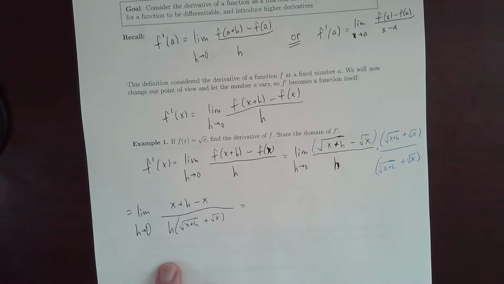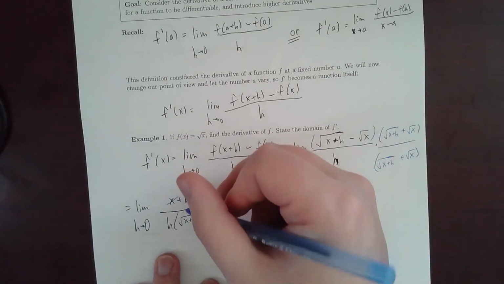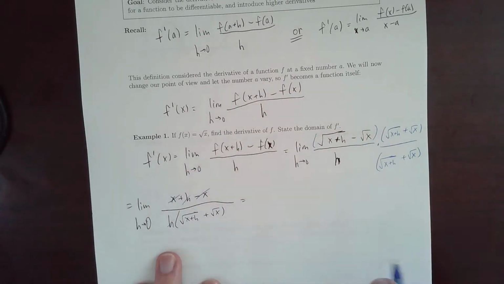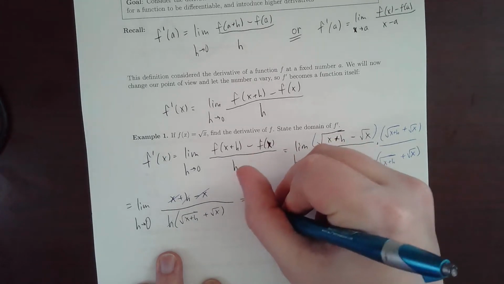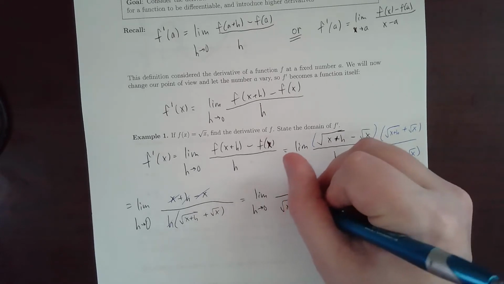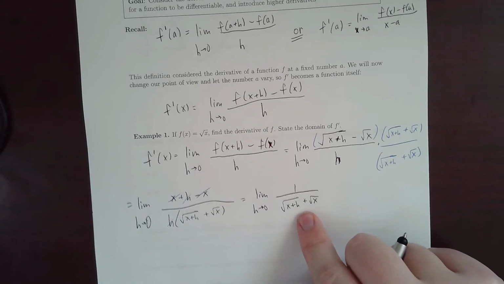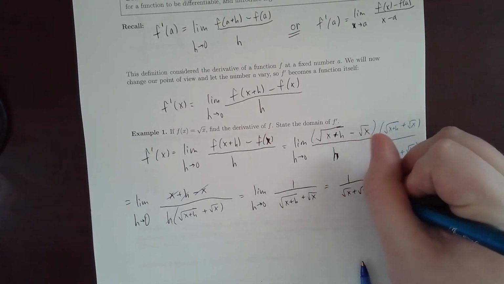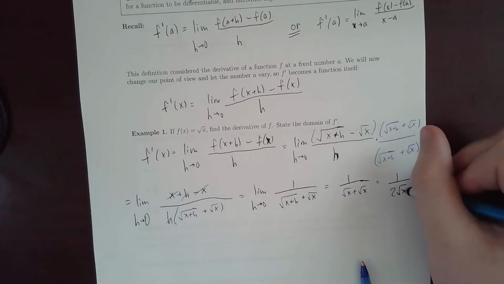In the numerator, the x and the negative x will cancel. That'll leave h over this mess, and the h's will cancel. So we'll be left with the limit as h approaches 0 of 1 over the square root of x plus h plus the square root of x. Now when we plug in h equals 0, we get 1 over the square root of x plus the square root of x, or just 1 over 2 square root of x.